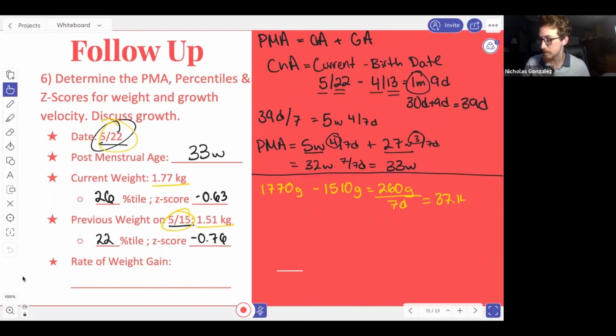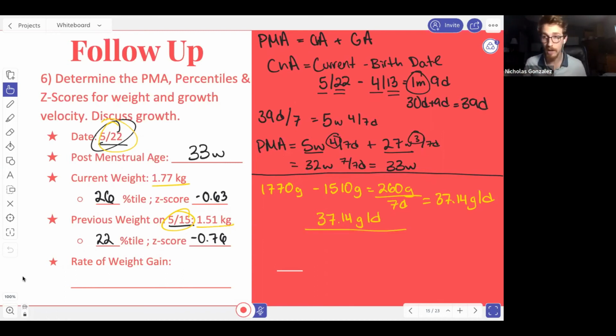37.14 grams per day. But of course, because of the normative data for a premature infant, we want this in grams per kilogram per day. So we're going to take this value and divide it by the average weight in kilograms.